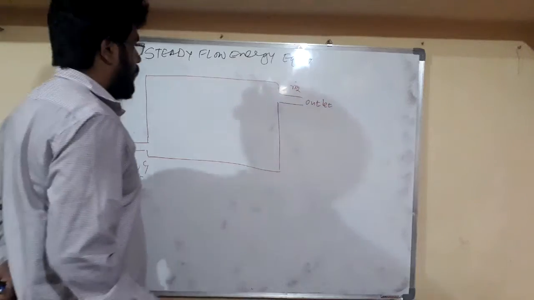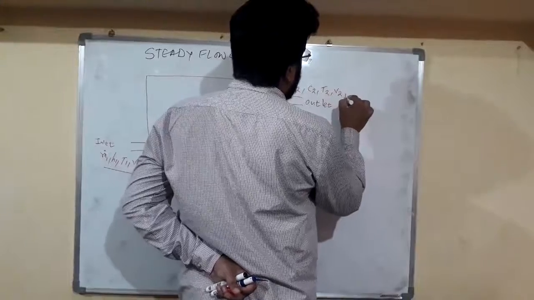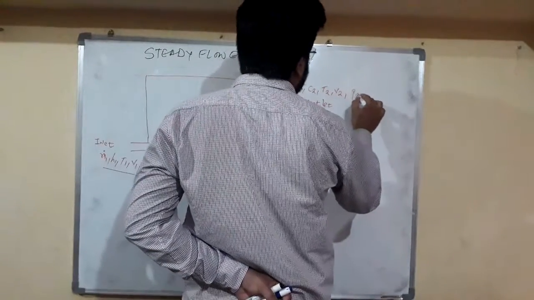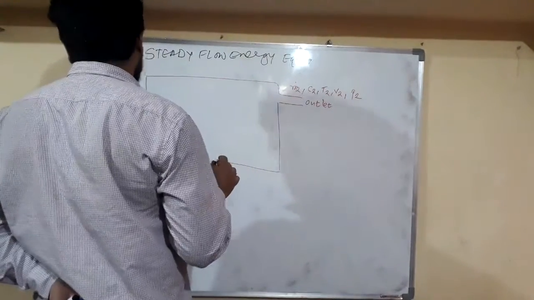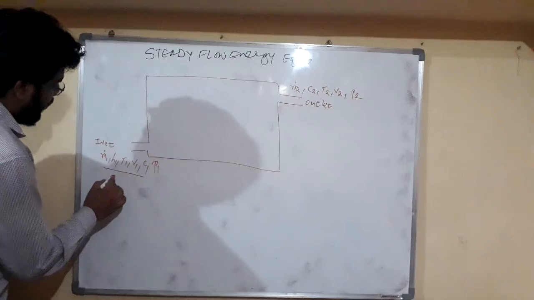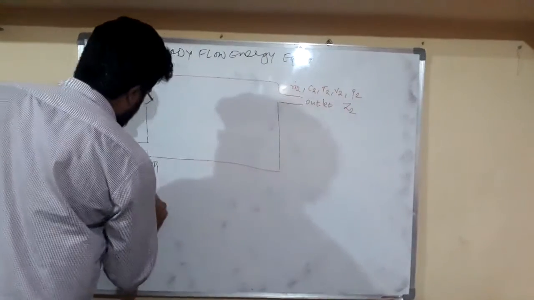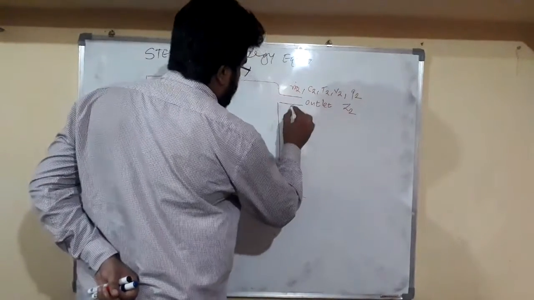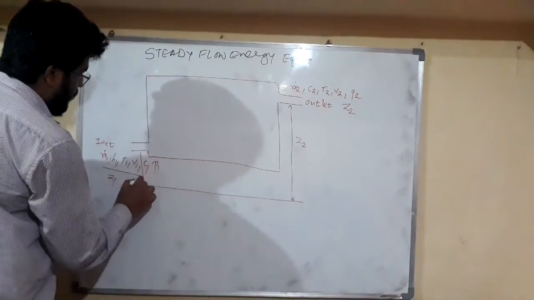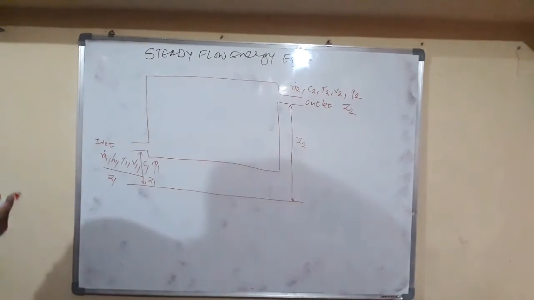And friends, here our mass M2, velocity C2, temperature T2, volume V2, pressure P1, pressure P2. And friends, its height from the datum is Z1 and its height is Z2 from the datum. We are considering here our datum, so height from datum is Z2 here and Z1 here. Dear friends, this is our open system.